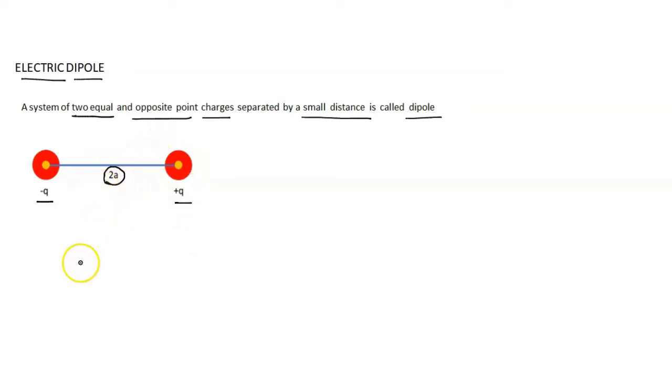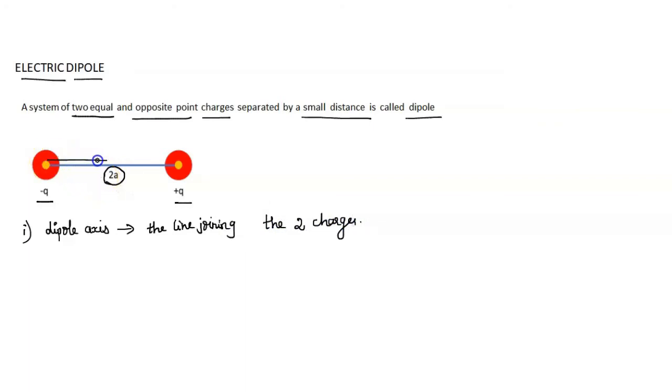Then we need to know some of the physical significance of electric dipole. The first one is the line joining the two charges is called the dipole axis. So dipole axis is nothing but the line joining the two charges. In this diagram, this line is known as the dipole axis.